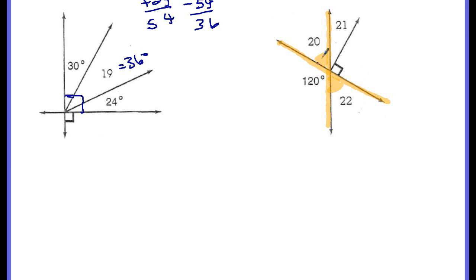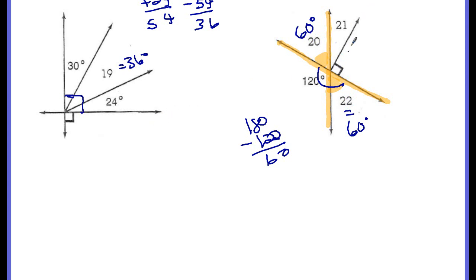Okay, well, I don't know either one of those yet. So let me come over here. I know this is 120. What happens when I put the 120 degree angle together with angle 22? What does it make? It makes a straight line, right? And a straight line measures 180. So 180 minus 120 is going to tell me that angle 22 equals 60 degrees. If angle 22 equals 60 degrees, that means that angle 20 is also 60 degrees.